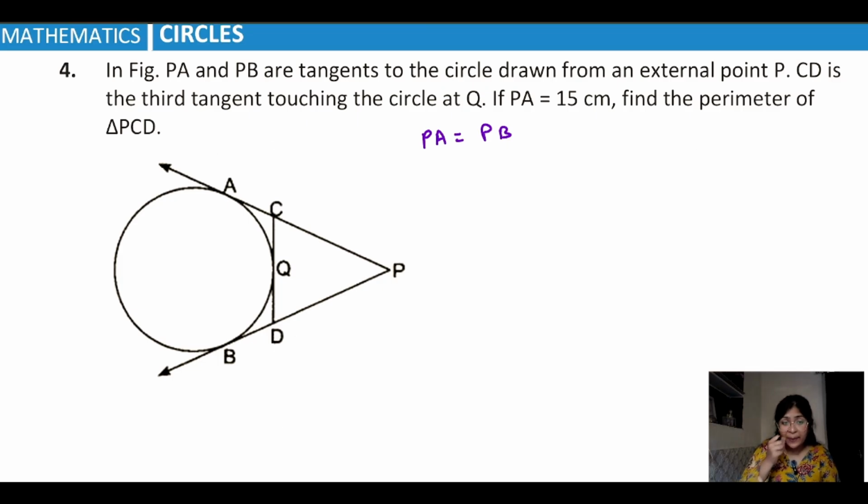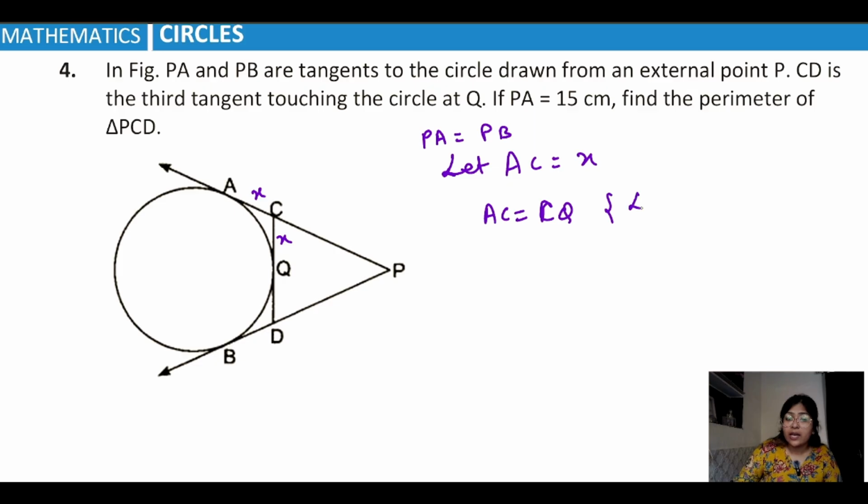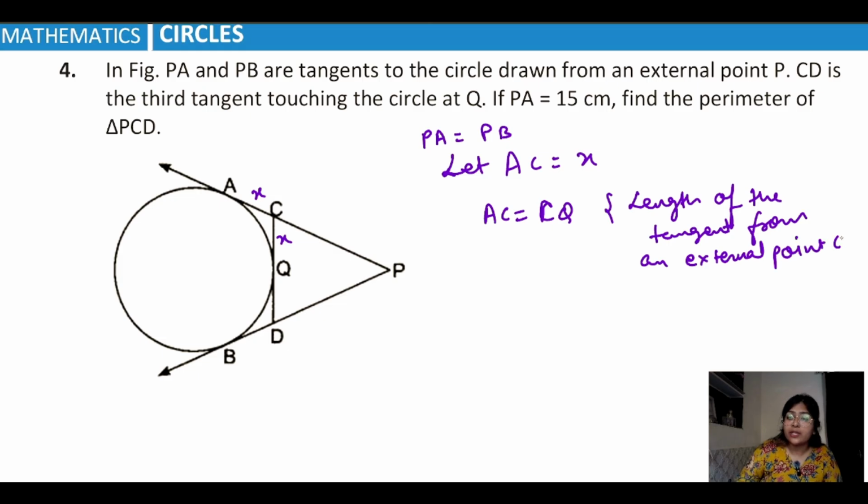Okay, let's do this question. Let AC be equal to x. This is clear to you? So AC is equal to x, then CQ is also x, yes or no? Because the lengths of tangents from an external point are equal. So we can write AC is equal to CQ. Reason: the length of the tangent from an external point. That external point is C.